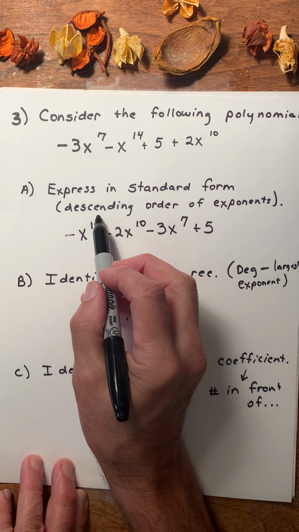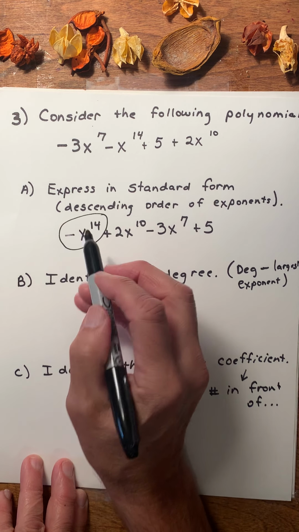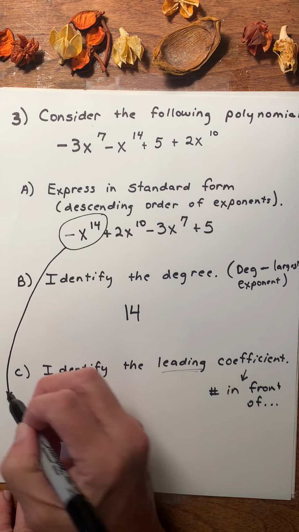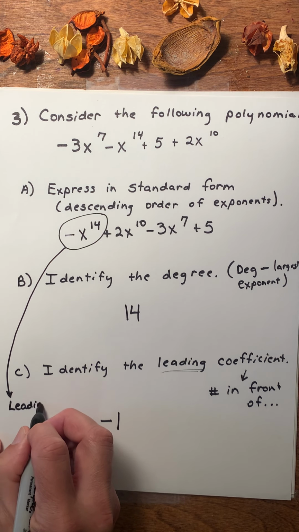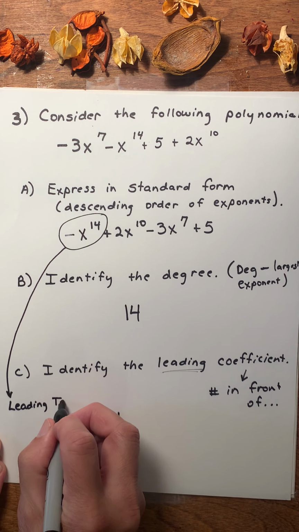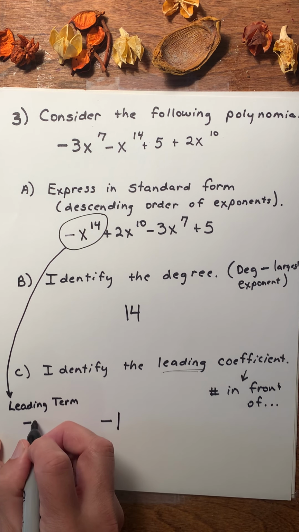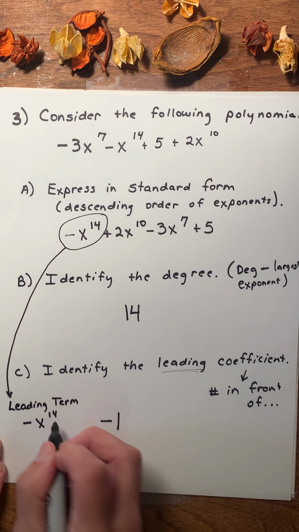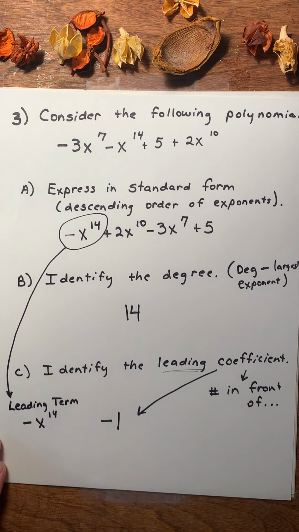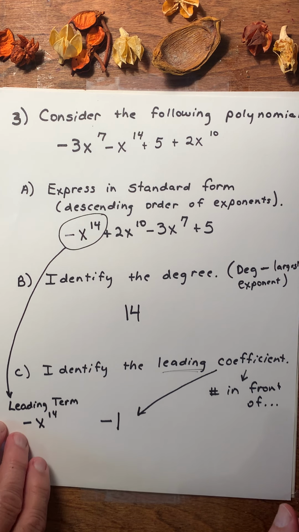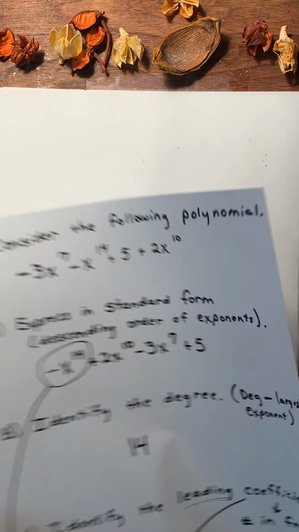And by the way, the leading term is this whole thing right here. That's called the leading term. That's the whole term, negative x to the 14th. But the leading coefficient is just the number in front of this guy, which is negative 1. All right.